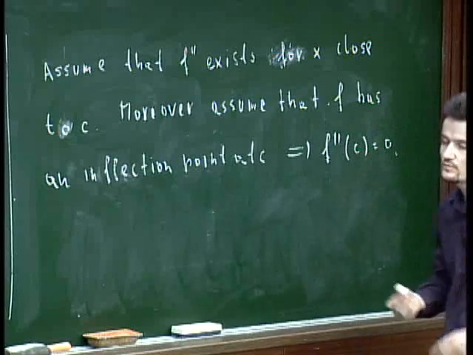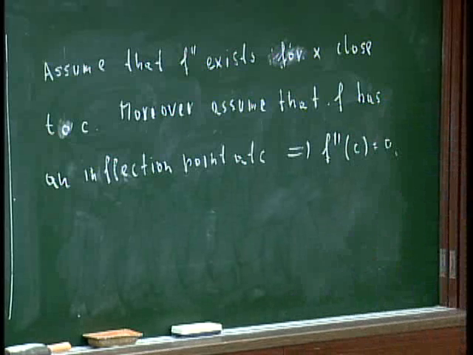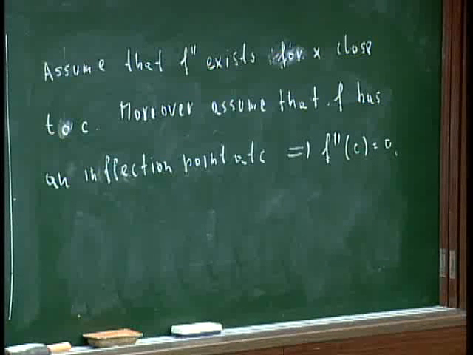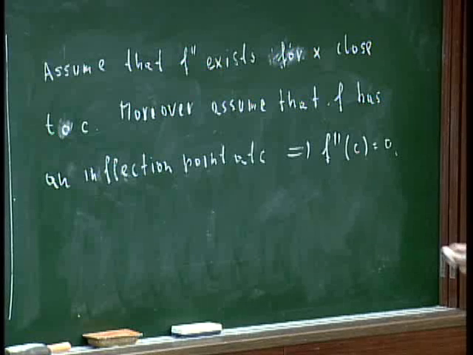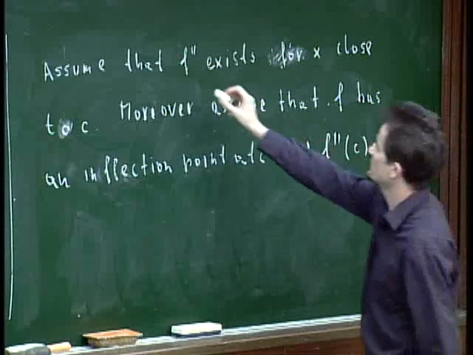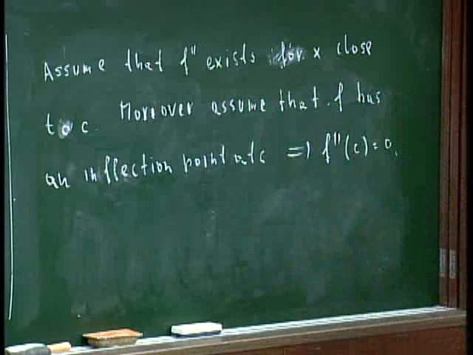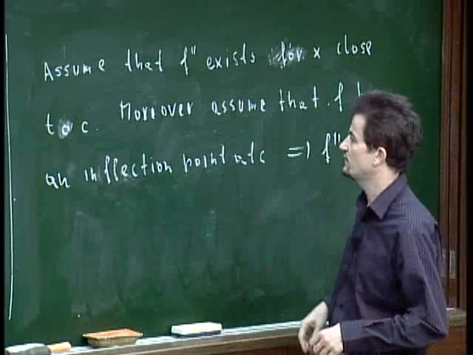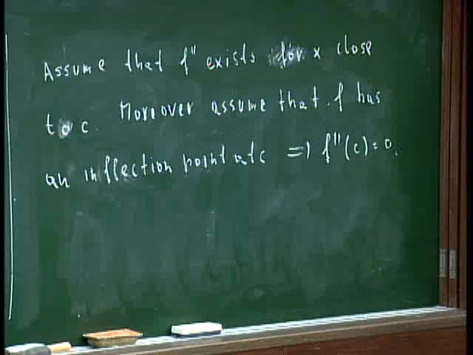So this is similar to Fermat's theorem. Fermat's theorem told us that if we have a local extremum at some point c, and the derivative exists at c, then the derivative must be equal to 0. And you have something similar for inflection points. If the second derivative exists for x close to c, and if c indeed is an inflection point, then the second derivative must be equal to 0.